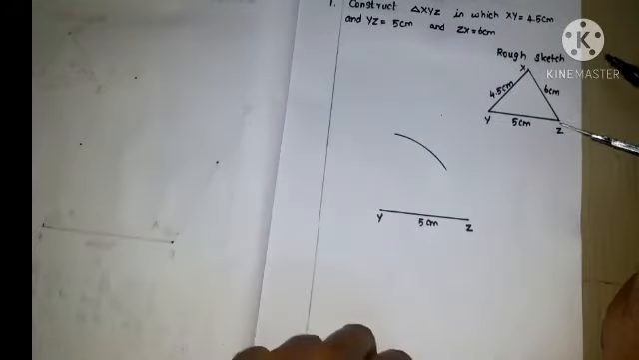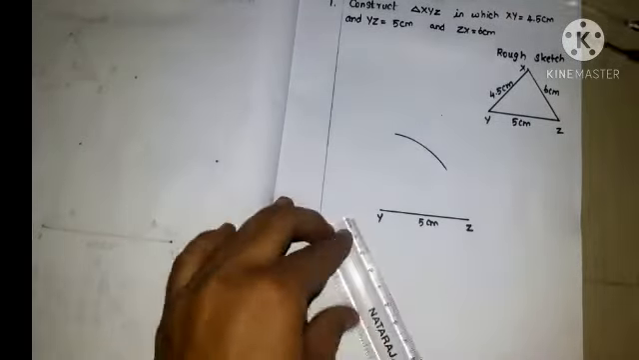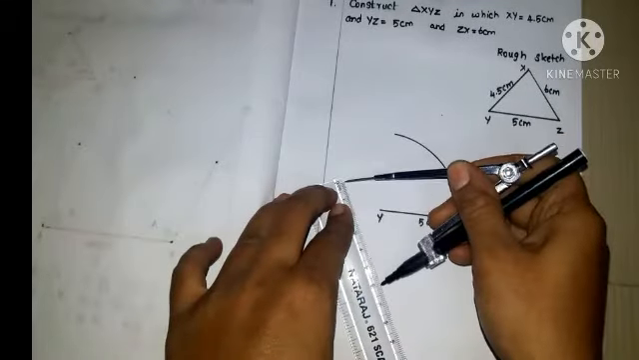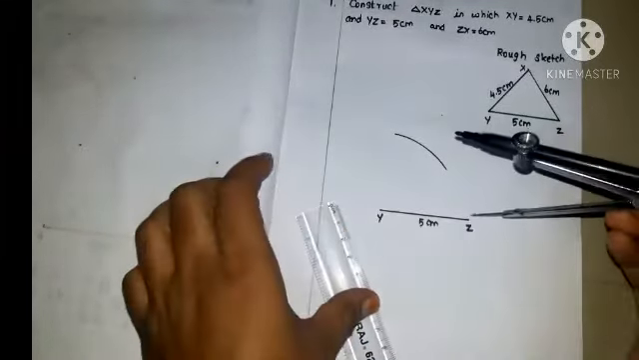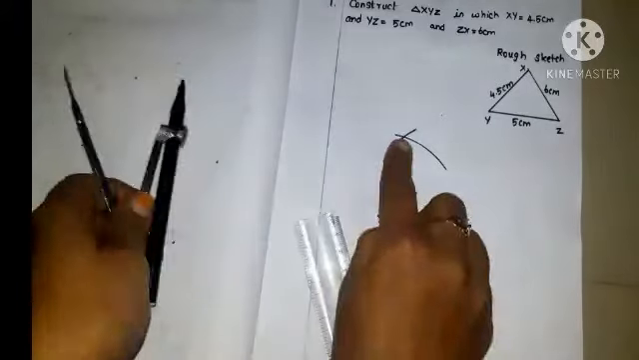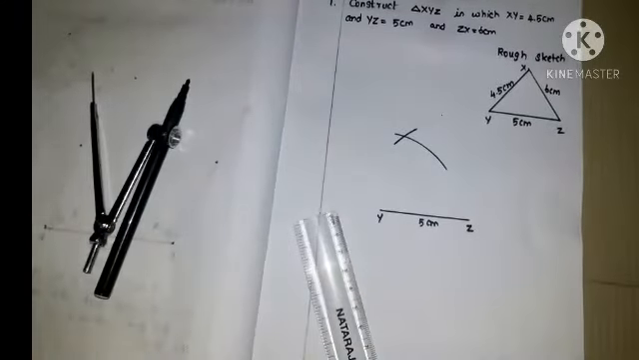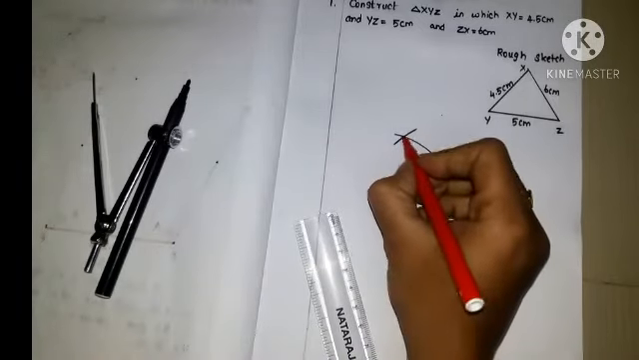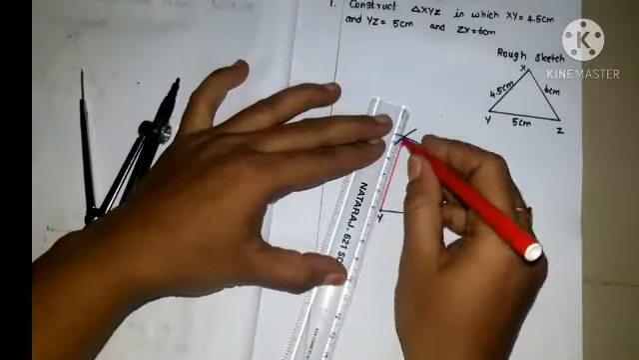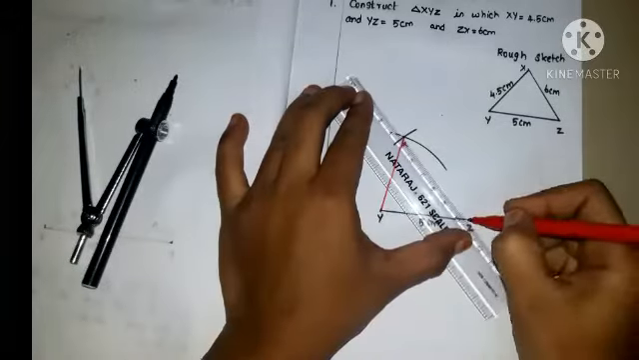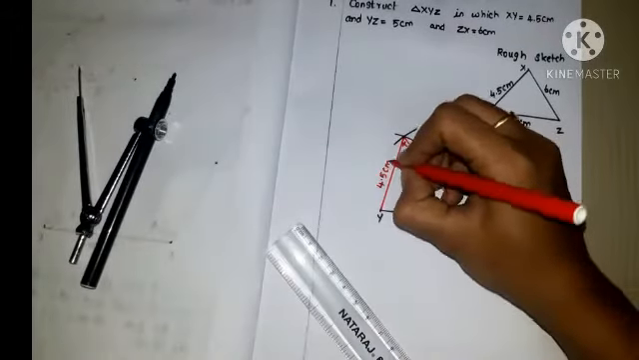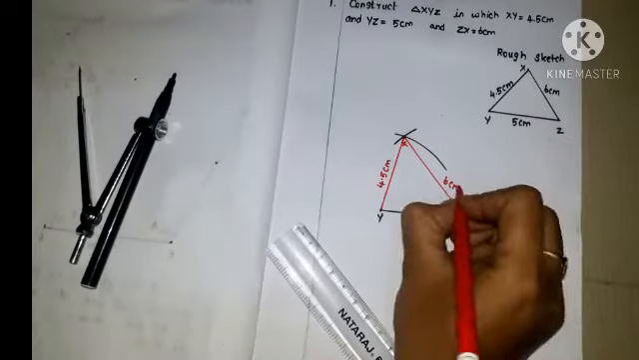And from Z to X I am having 6 centimeter, so again I have to take the measurement of 6 centimeter. Now fix the needle at Z, draw another arc which cuts the previous arc at one point. So that point is marked as X. Now join XY and XZ, so that they are 4.5 centimeter and 6 centimeter.